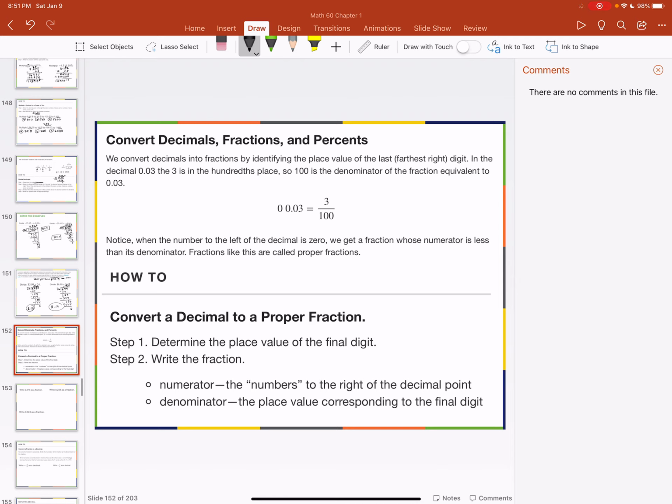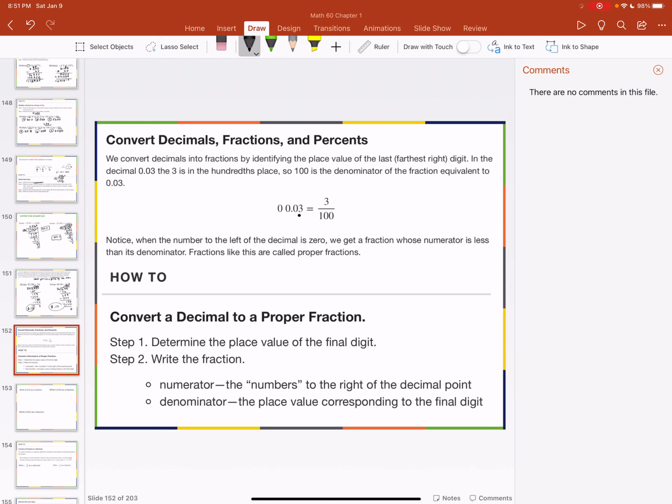Okay, so now let's say a few words about converting decimals, fractions, and percents. Okay, so how do we convert a decimal to a proper fraction? See here how you have 3 tenths, hundredths, thousandths. We can rewrite that as a fraction right there. Okay, so let's see here.